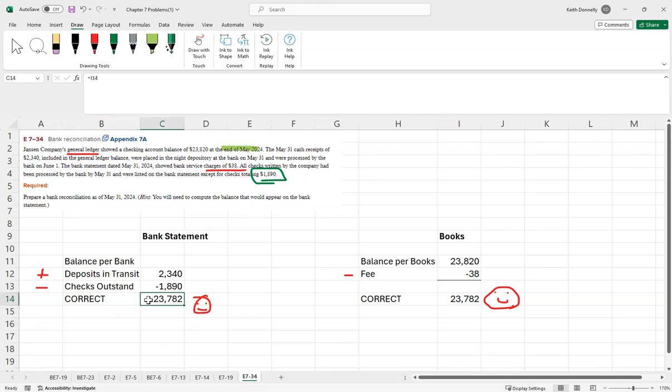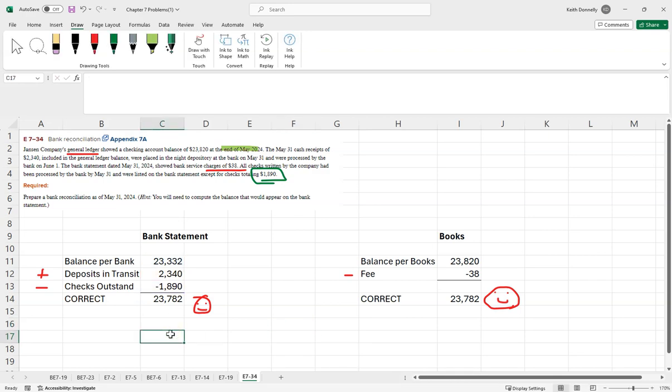If we know the ending balance and we know the minus and we know the positive, if you just do a little bit of math on that, you will see our balance per the bank statement should be 23,332, right? In other words, if you take the 23,332, you add the 2340, you back out the 1890, there we go, there's the smiley face, right?